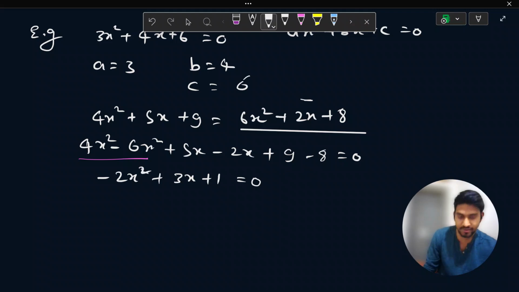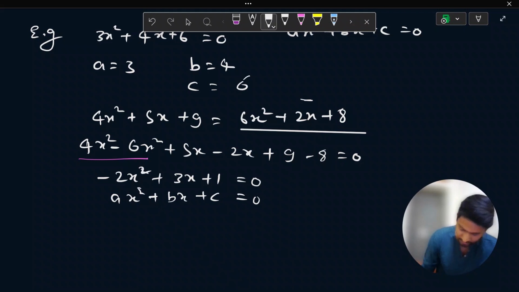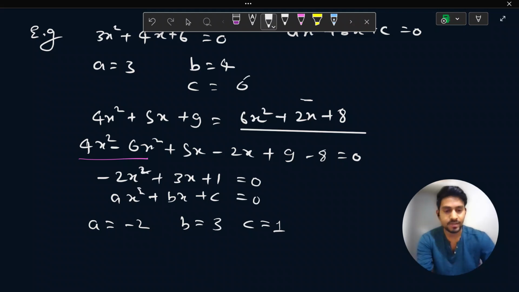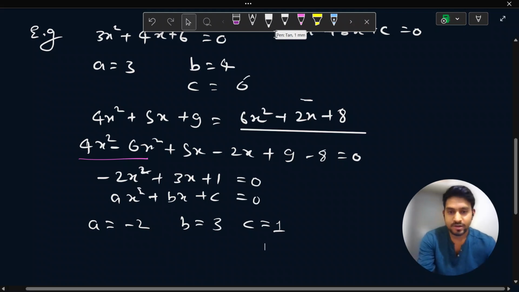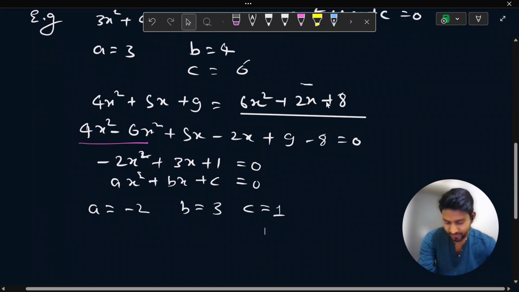Now you can see this is looking like the general form of a quadratic equation, ax square plus bx plus c is equal to 0. You can see that a is equal to minus 2, b is equal to 3, c is equal to 1. I hope you can understand very clearly the general form and some examples of the quadratic equation. Now we will move forward with different topics.